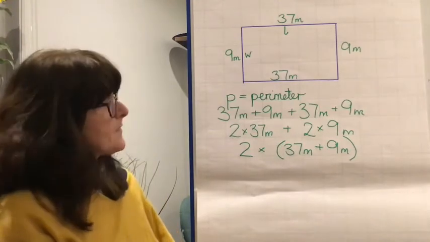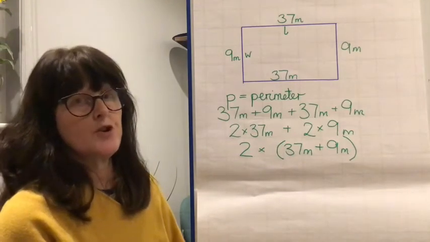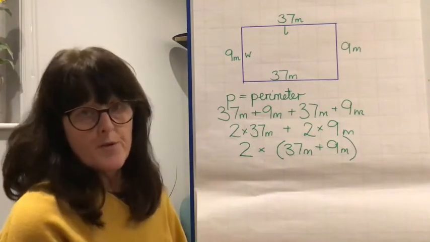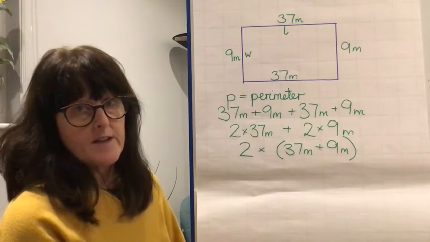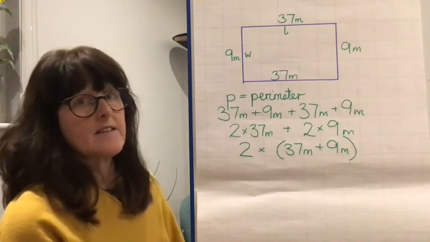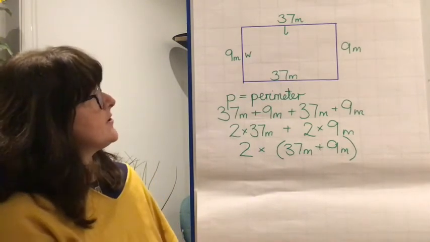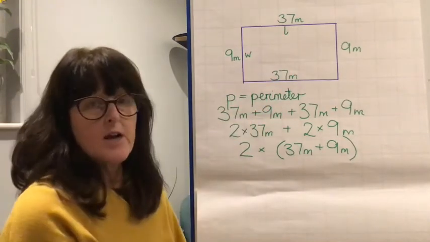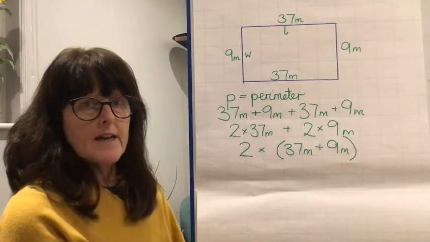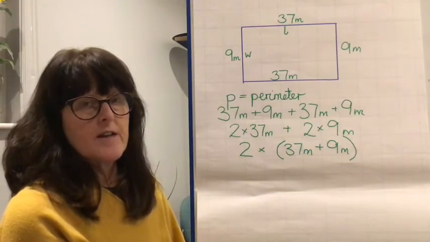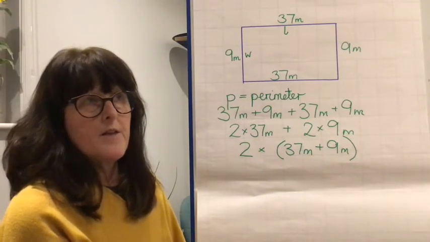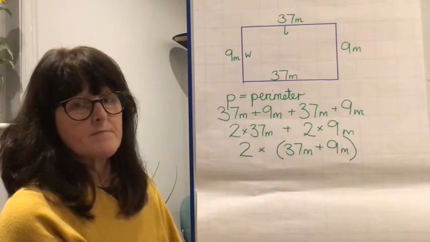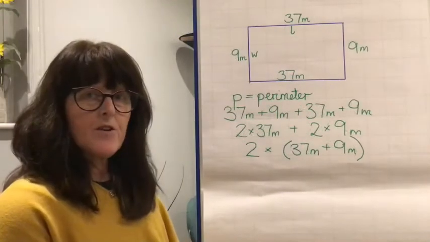So, if you'd like to stop the video, I've got 2 little challenges for you. First of all, can you work out the perimeter of this rectangle? And secondly, as a bit of a challenge, using the letters L, W and P, could you write an algebraic expression that would show the perimeter of the rectangle? Give it a go. How did you get on?